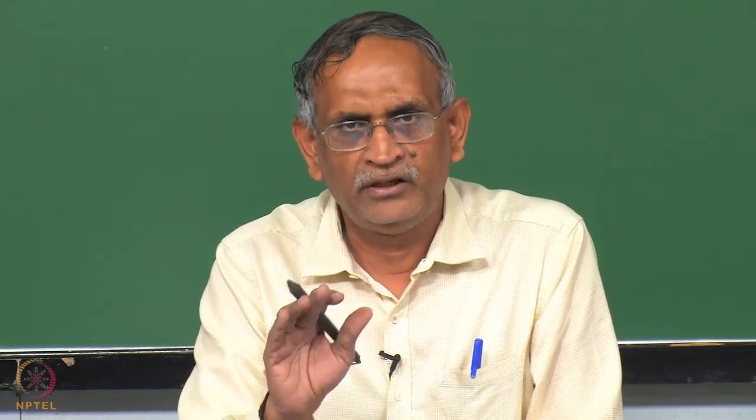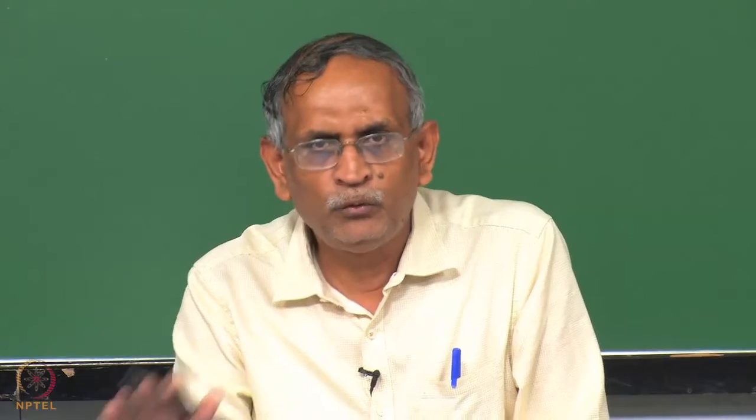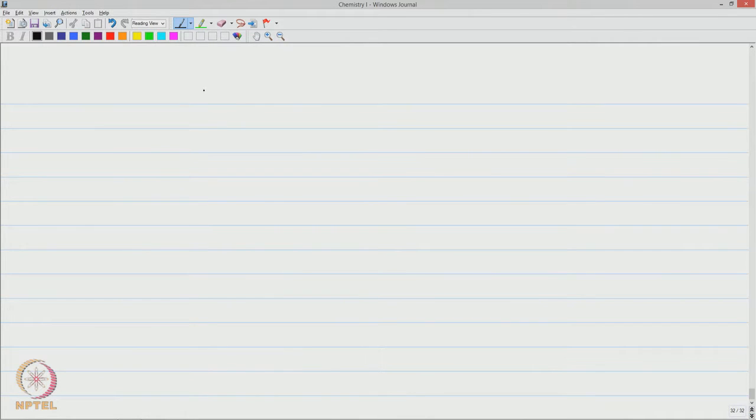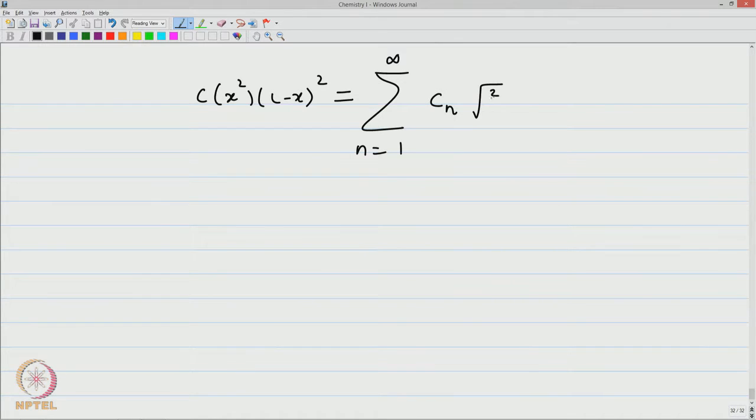Therefore, when you make a measurement, you get a different energy eigenvalue each time you make a measurement. How do we incorporate that in our description of the state of the particle? That is what this is when we say C x square into (L minus x) whole square can be expressed as a linear combination of all eigenfunctions C_n root 2 by L sin(n pi x by L).